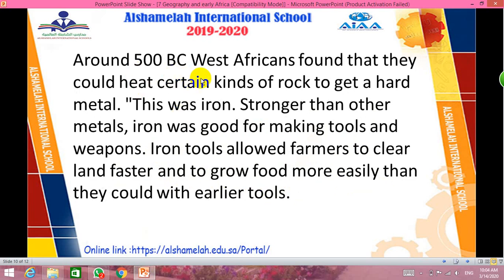Around 500 BC, West Africans found that they could heat certain kinds of rocks to get a hard metal. That metal was iron, and iron was stronger than other metals. Iron was good for making tools and weapons. Iron tools allowed farmers to clear land faster and grow food more easily than they could with earlier tools.